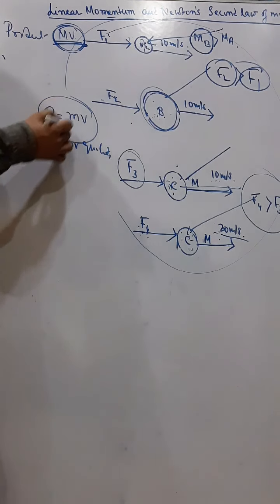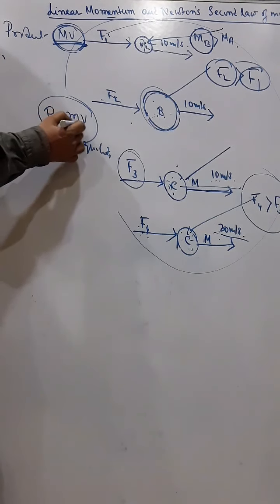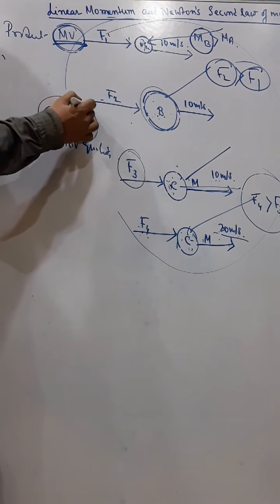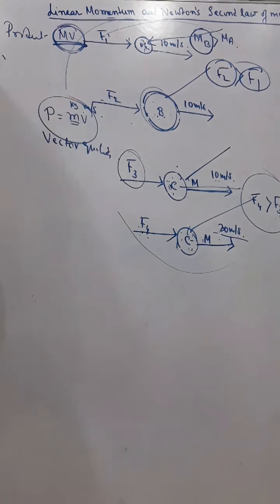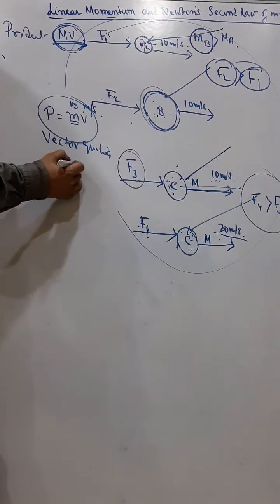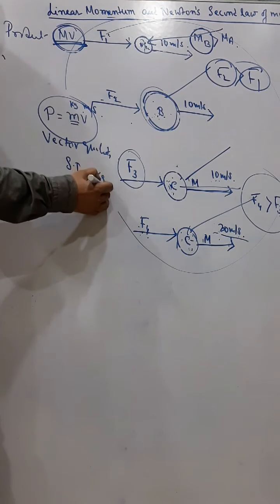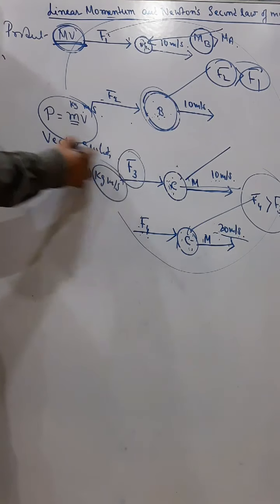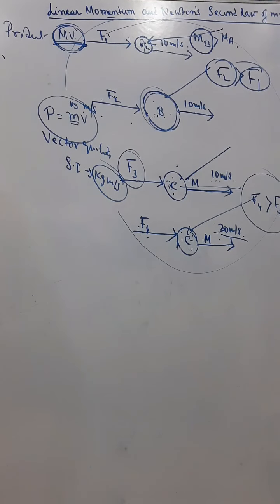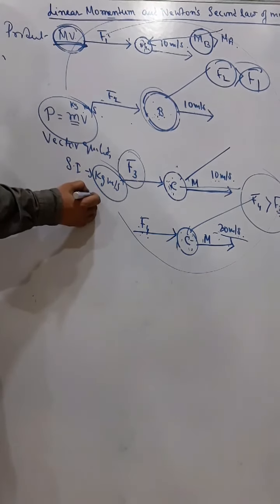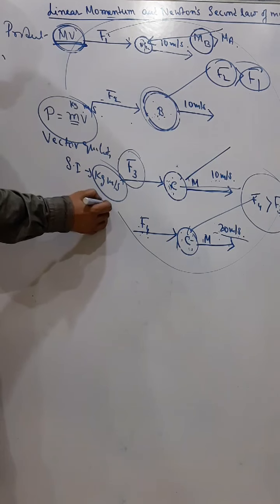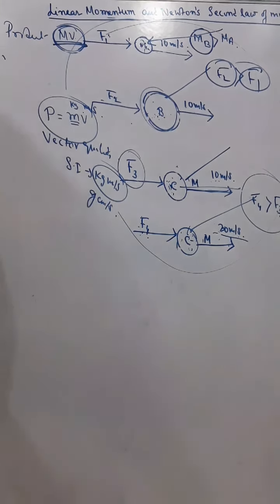And the SI unit of momentum, you can understand that for mass the SI unit is kg and for velocity it is meter per second. So the SI unit of linear momentum is kg meter per second, and similarly the CGS unit will be what? Gram centimeter per second. Understand? Okay.